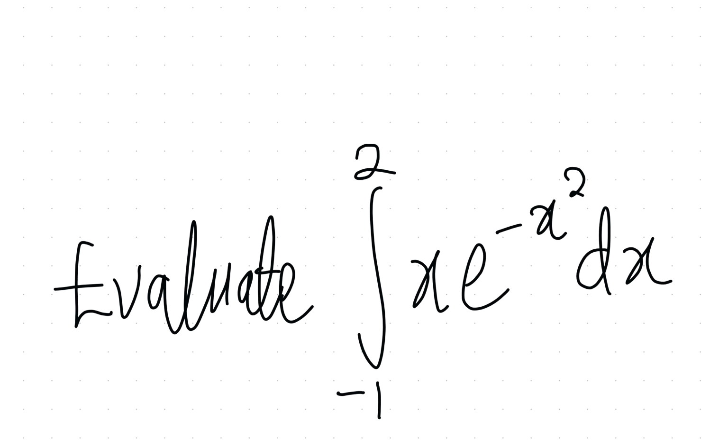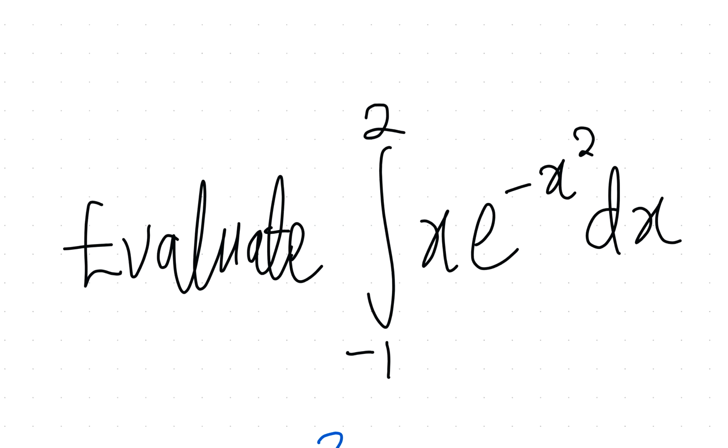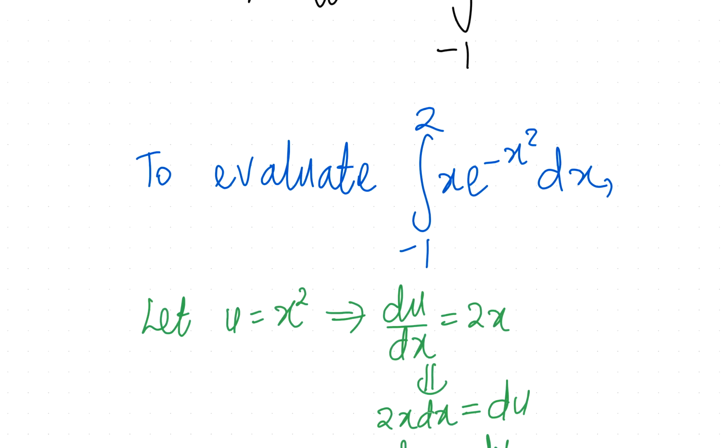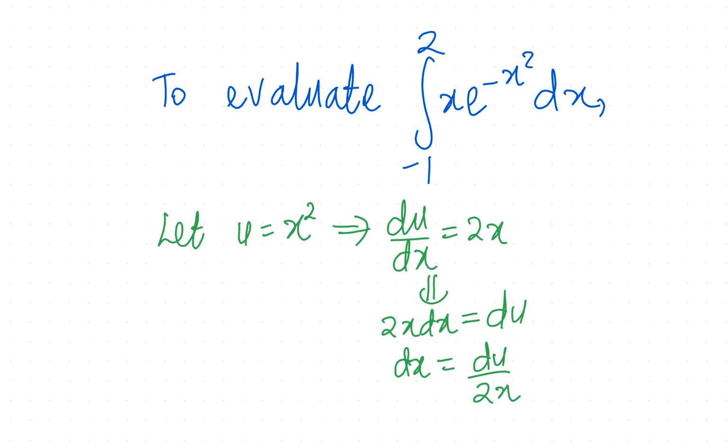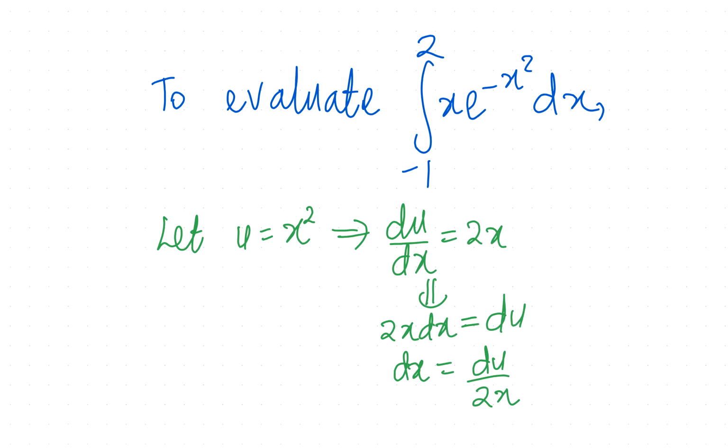Since we have agreed that we are going to use algebraic substitution, see what we get. To evaluate the integral from -1 to 2 of x e raised to the power minus x squared dx, you just say, let u be x squared. If u is x squared, then du dx, if you differentiate u with respect to x, you get 2x. If you cross multiply, you get 2x dx equals du.